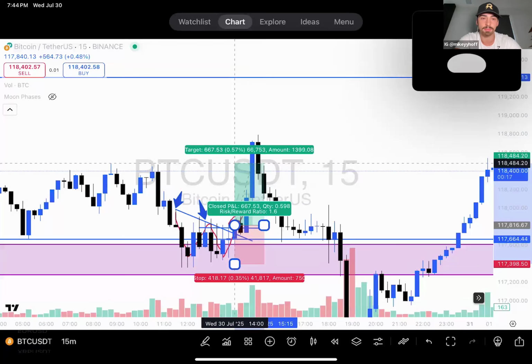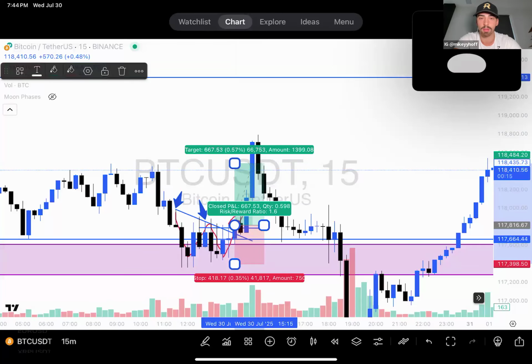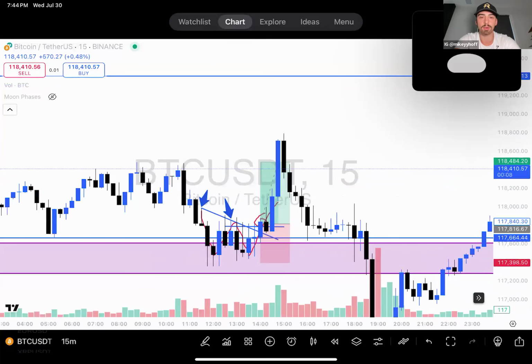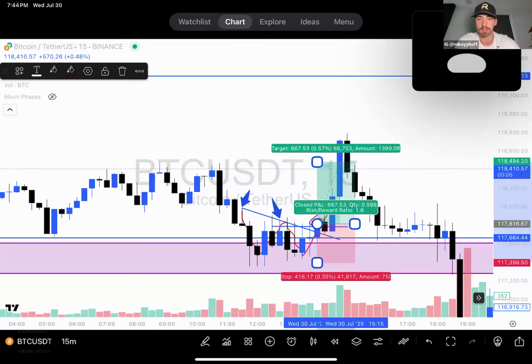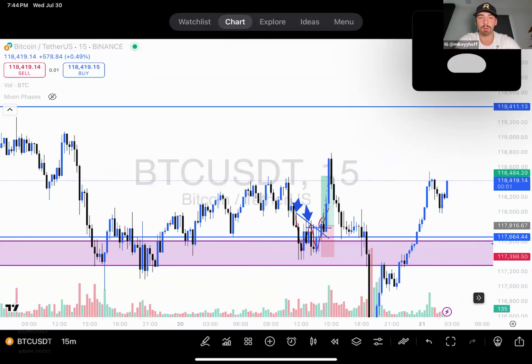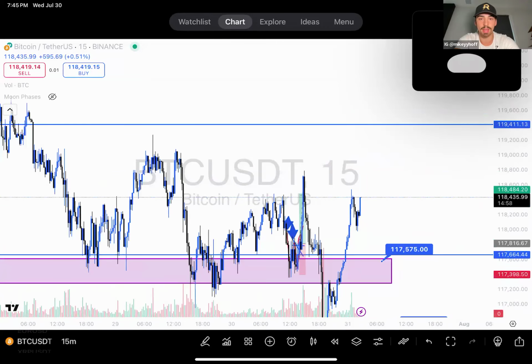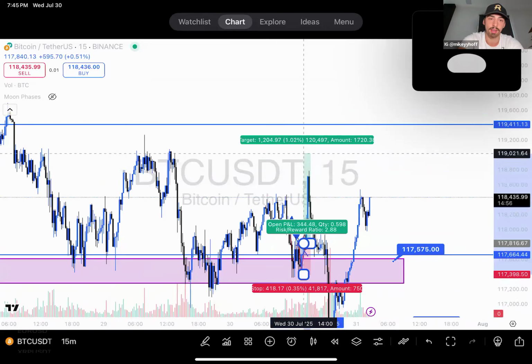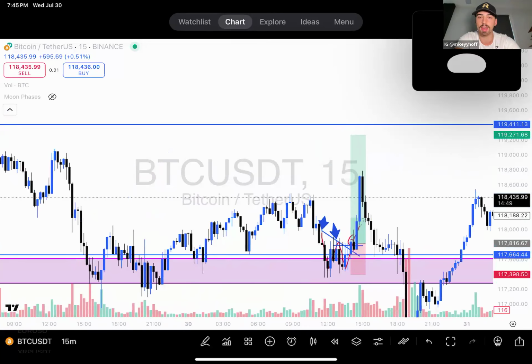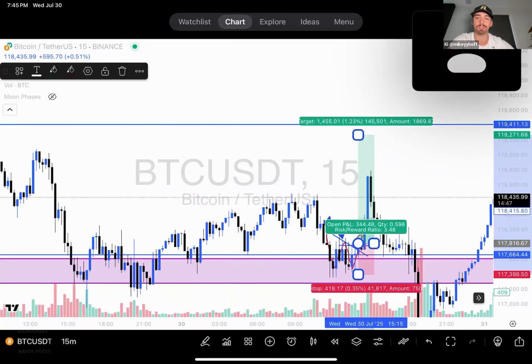So in this case, this high right here, you go to the wick, which is back here, you can see at 118,484. That's where we have our first take profit for a 1.6-to-1 risk to reward ratio there. And then the final take profit is at the next highs, right? So you can see in this case, the high right there would have been 119,271. And we can see that that is a 3.48 risk to reward ratio trade right there, right?